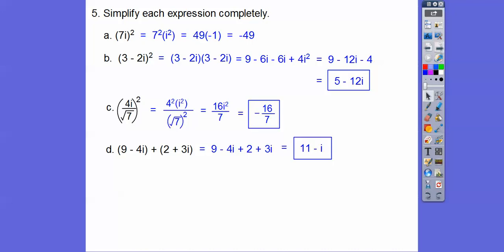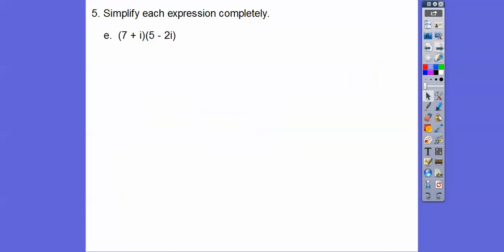All right, okay, so here we go. So this one here, you guys, I just dropped the parentheses. I think I clicked one too many. If there's just a plus sign in front of it, you don't need those parentheses, and it's just combining like terms. 9 plus 2 is 11, -4i plus 3i is -1i, or just -i.